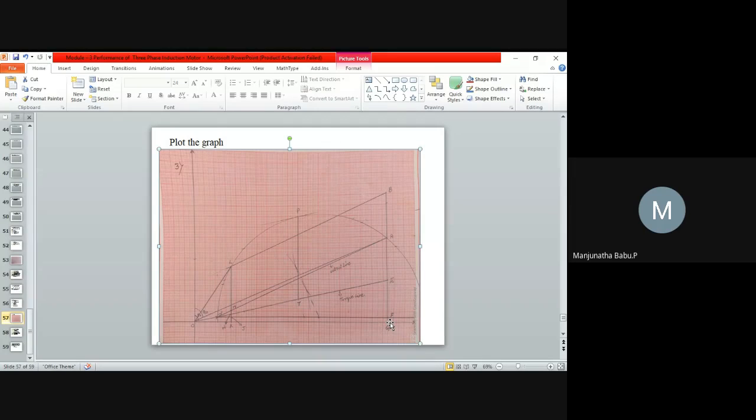The length of AG is 8 centimeters. In that 8 centimeters, you take half of its value, that is 4 centimeters. Once you get that 4 centimeters, here you mark the point as E. Now join O dash E. This O dash E will give you the top line. Now AE will be the rotor copper loss, EF will be the stator copper loss, and FG is the fixed losses.